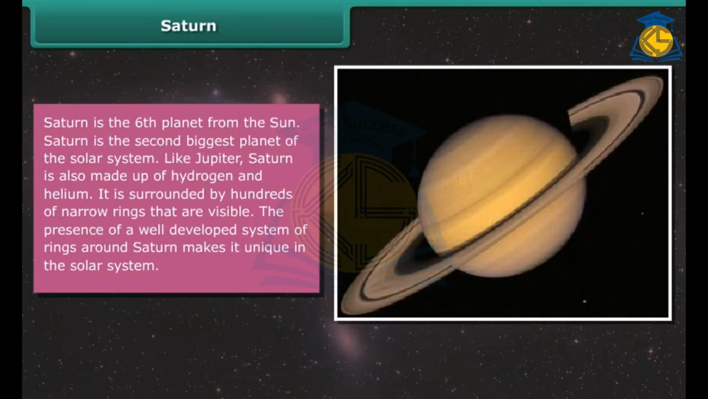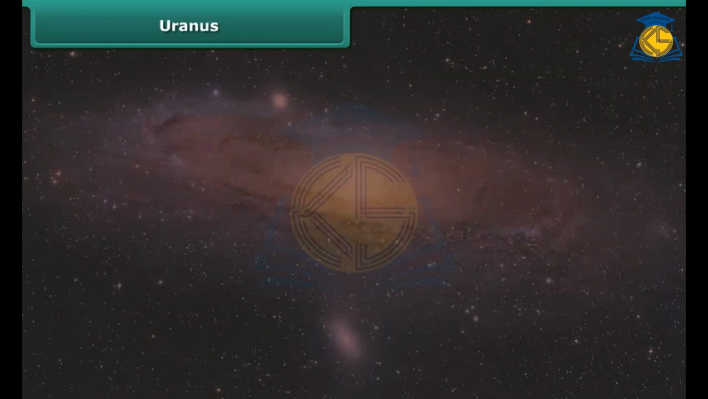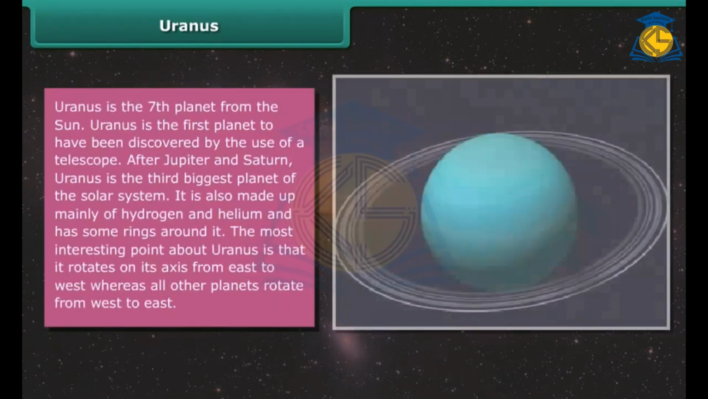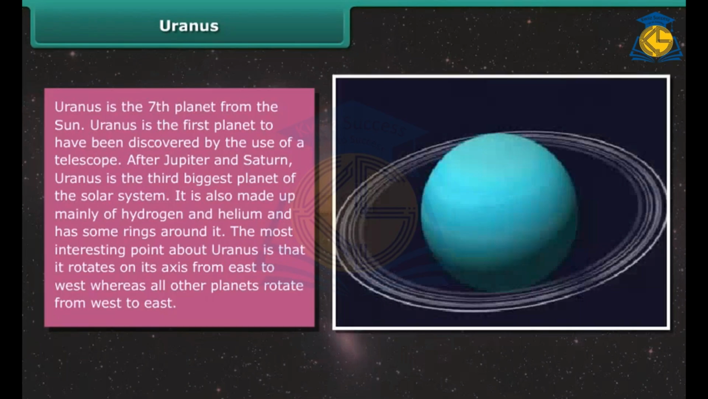Saturn is the second biggest planet of the solar system. Like Jupiter, Saturn is also made up of hydrogen and helium. It is surrounded by hundreds of narrow rings that are visible. The presence of a well-developed system of rings around Saturn makes it unique in the solar system. Uranus. Uranus is the seventh planet from the Sun.